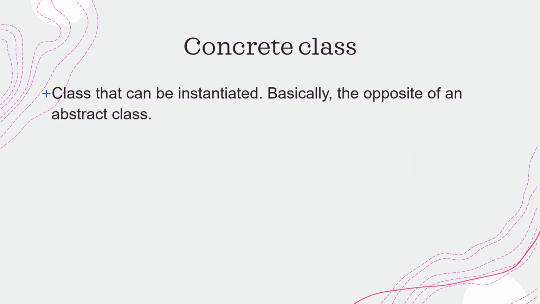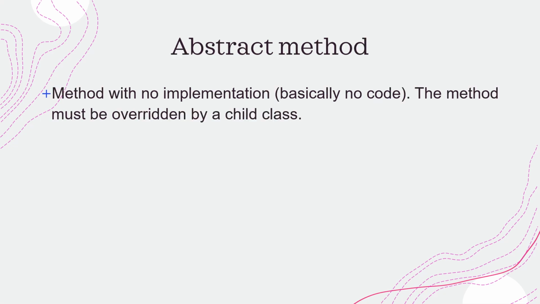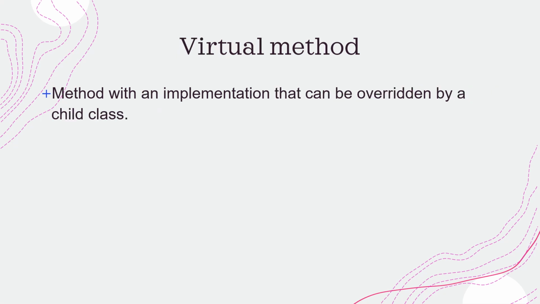Concrete class: class that can be instantiated, basically the opposite of an abstract class. Abstract method: method with no implementation. The method must be overridden by a child class. Virtual method: method with an implementation that can be overridden by a child class.